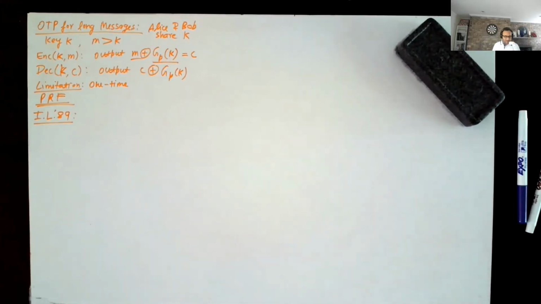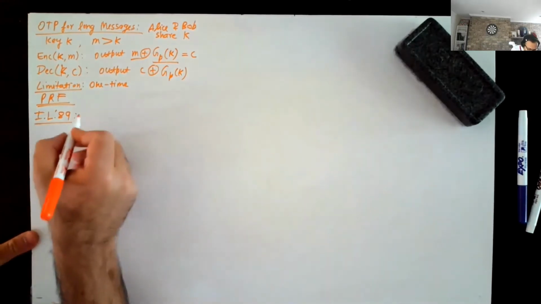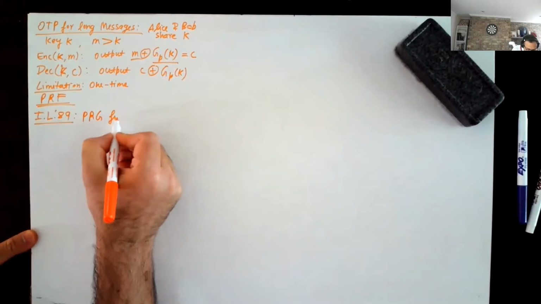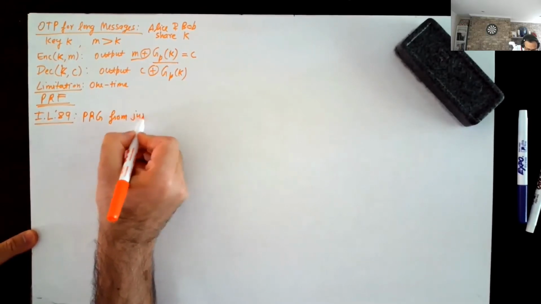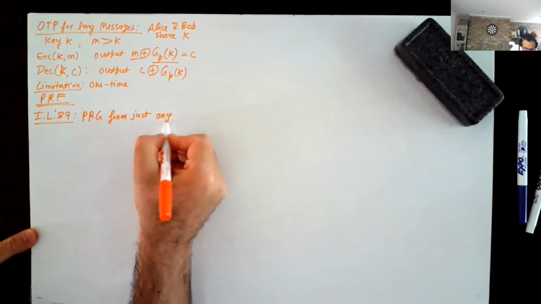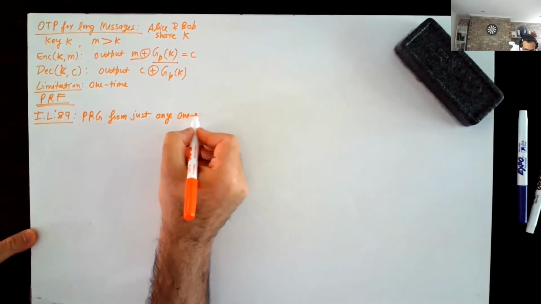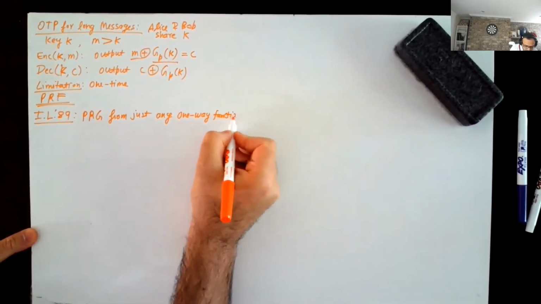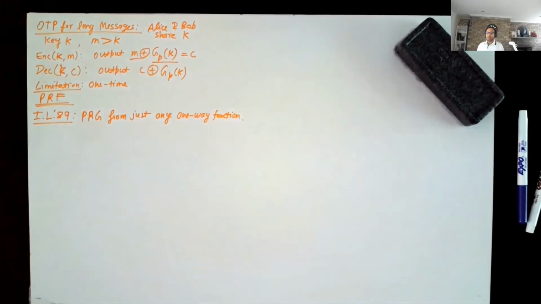So Impagliazzo and Luby proved a very nice result. They built PRGs from just any one-way function. And a one-way function is really the most basic primitive in cryptography. It's nice that this basic primitive is sufficient to construct something which is seemingly more powerful, something like a PRG.